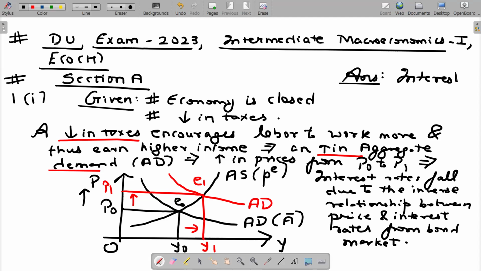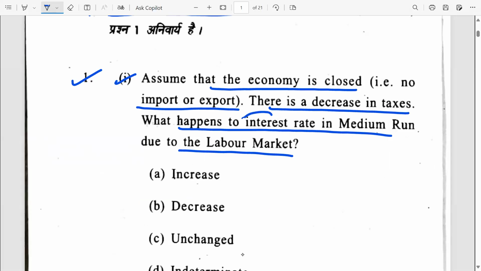This is what the question was asking us. What will happen to interest rates? Interest rates will decrease. So I can come back to the question paper and mark the correct answer. What will happen to the interest rates? Interest rates will decrease. This is my answer.